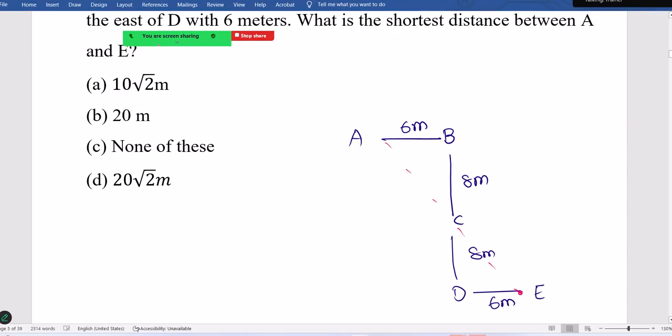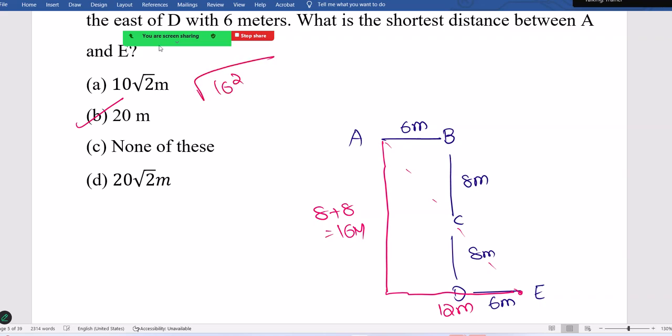So here a right angle triangle can be created. This is 8 plus 8, 16 meters. Here 6 plus 6, 12 meters. So root of 16 square plus 12 square, 256 plus 144, you will get 400, which is equal to 20. Check it out once. Hope you got 20.